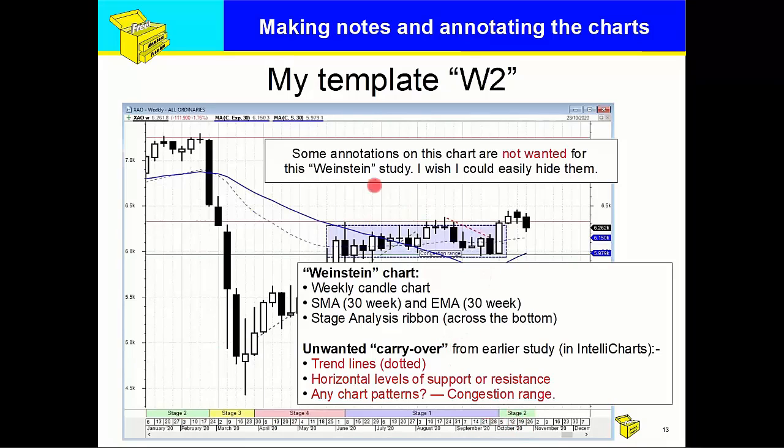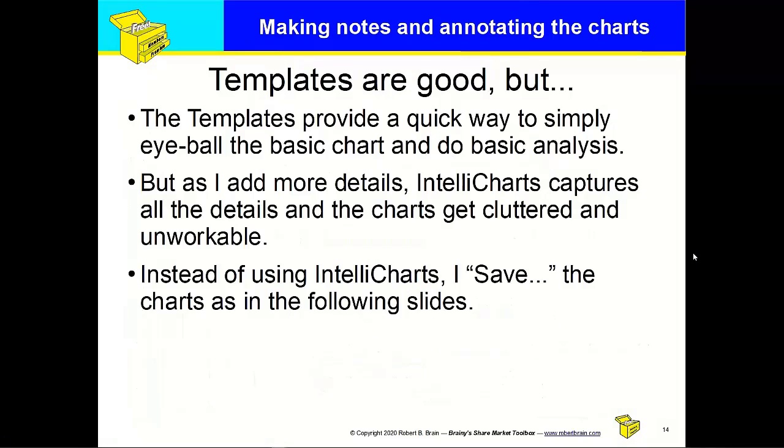Notice though, when I look at this template, I don't really need to see the horizontal red resistance line and the support lines or any chart patterns. That complicates the chart, because from a Weinstein point of view, I'm not interested in all of that. So that's where I start to get a bit desirous of not having IntelliCharts running. And as I proceed on through my other templates, it just gets more and more complicated by adding more and more observations and annotations to the chart.